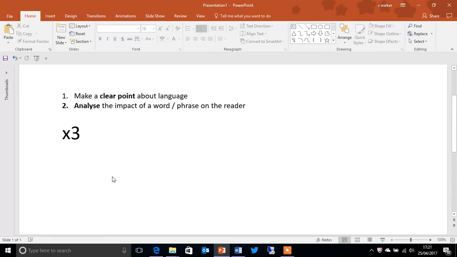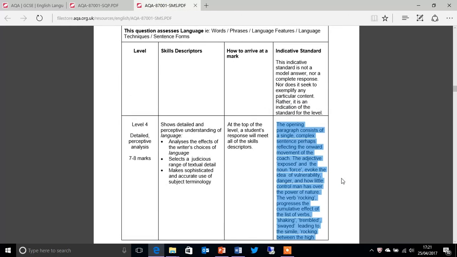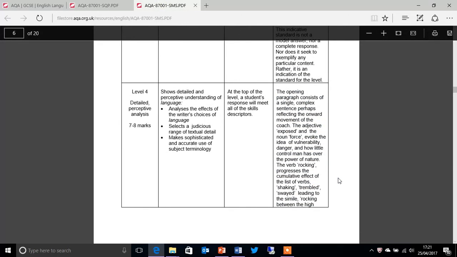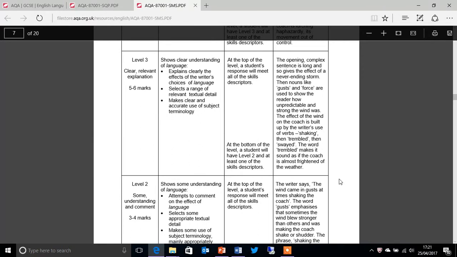If you do 3 paragraphs like that, and it's to the standard that is expected. Okay, let's have a look at the mark scheme again. So if you are showing a perceptive understanding, it would be top band. If you are showing a clear understanding and you explain clearly, this will get you 5 or 6 marks.